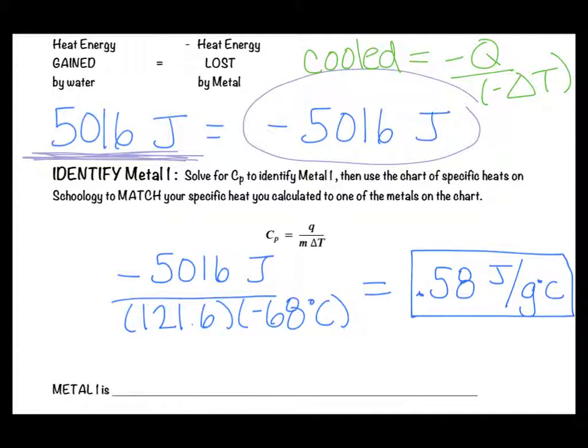So in order to find the specific heat of my metal, because I didn't know, I just know it's metal, this is my data for the metal. My mass of my metal was 121.6 grams. Okay. My delta T for my metal was negative 68 degrees Celsius because I did the final minus the initial. And then I'm doing the Q, okay, which is right here. So these are all the numbers for my metal. So look at the right side of your data table to figure this out. And then you're going to end up with a number here.